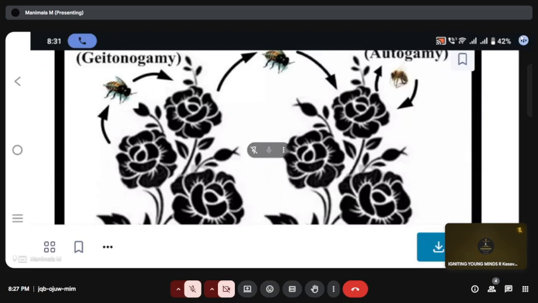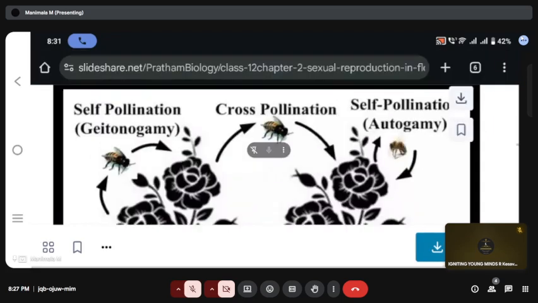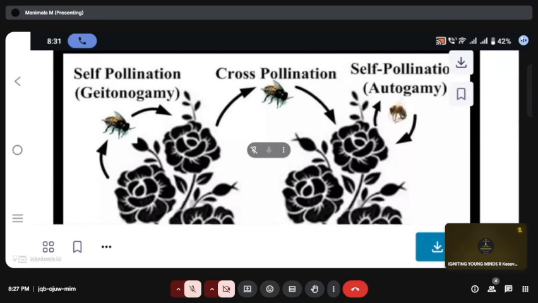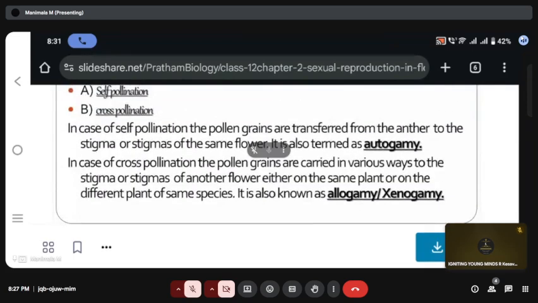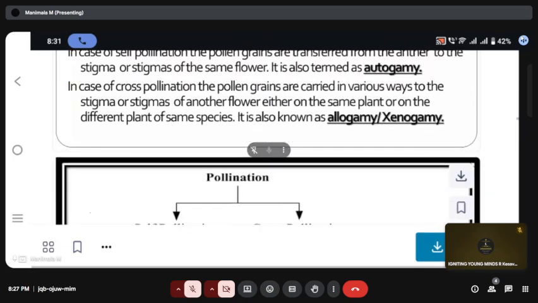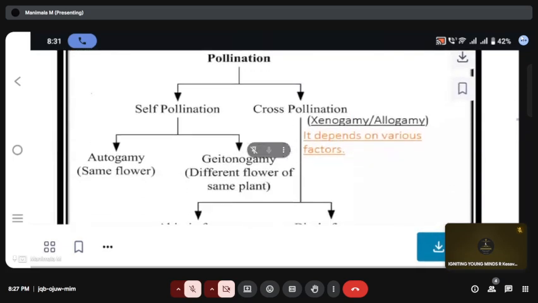Yes. So the transfer of pollen grains from anther to the stigma of the same flower is called autogamy. And it generally occurs in bisexual flowers. And it takes place between two flowers of the same species, which is called allogamy or xenogamy.